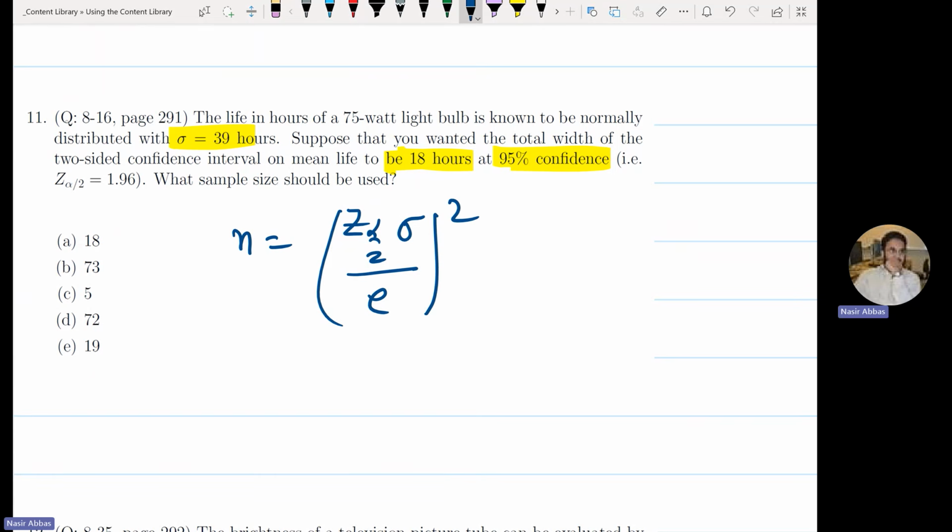But the question does not give you E directly. The question gives you the width of the interval. And we know that the width is what? 2 times E, which means E is what? E is 9. So plug it in. 1.96, Z alpha by 2 is given to you in the question.